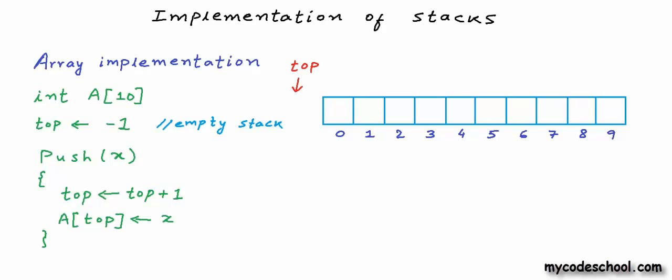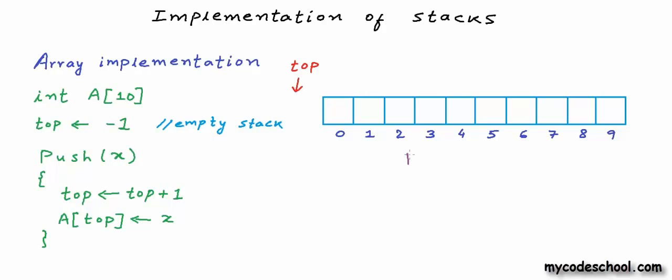Here we are assuming that A and top will be accessible to push function even when they are not passed as arguments. In C, we can declare them as global variables, or in an object-oriented implementation, all these entities can be members of a class. I'm only writing pseudocode to explain the implementation logic. Okay, so for this example array that I'm showing here right now, top is set as -1, so my stack is empty.